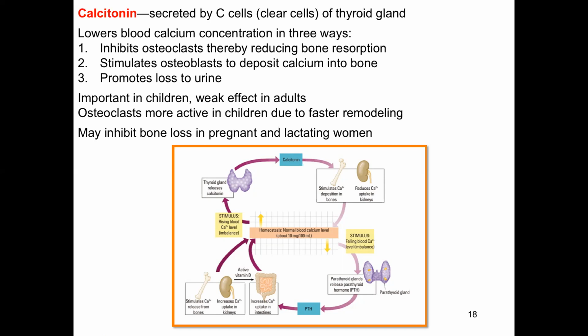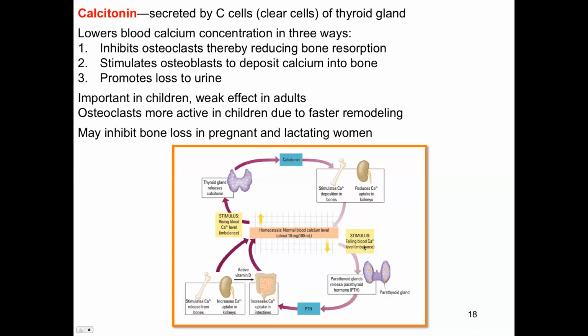So here you've got your balance between calcitonin and parathyroid hormone. And you can see that we've got the opposite. So imagine now we've got your balance, right? And if you have the stimulus here, you've got rising levels of calcium. And then the thyroid gland is going to release calcitonin, and it's then going to stimulate calcium deposition to the bones and reduce calcium uptake by the kidneys.